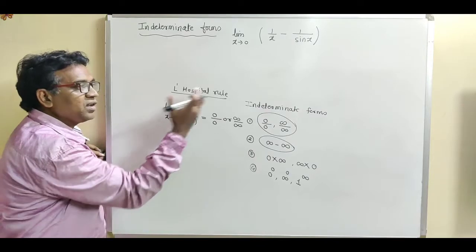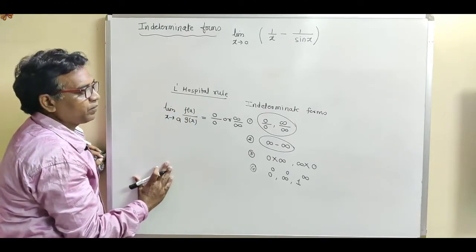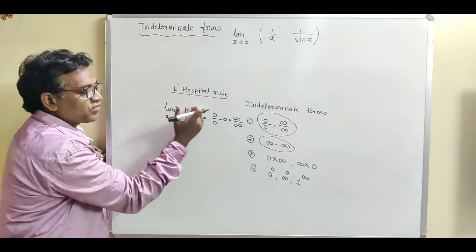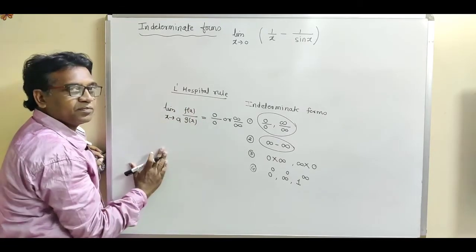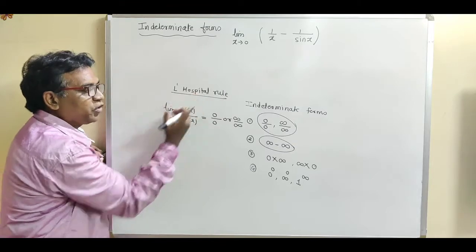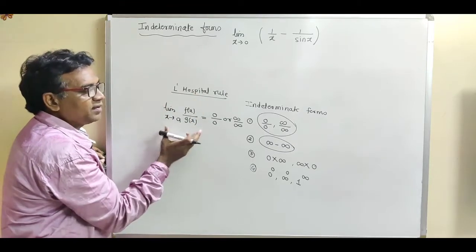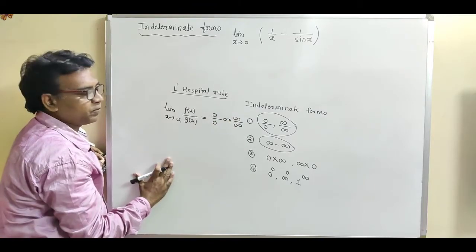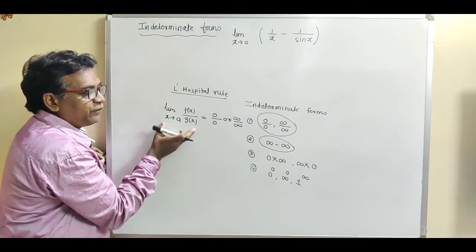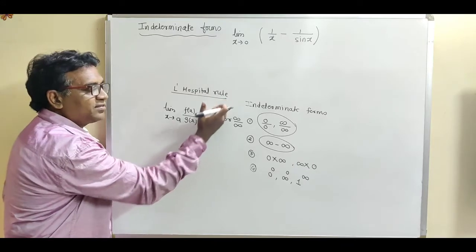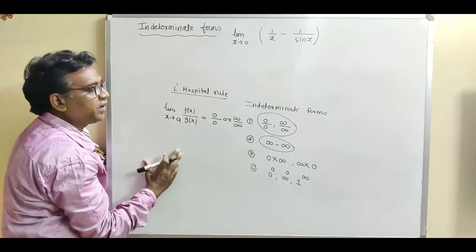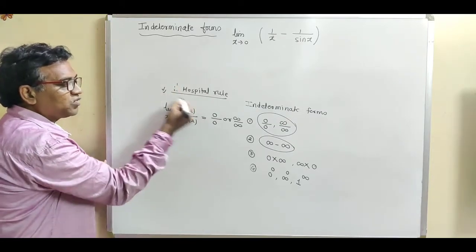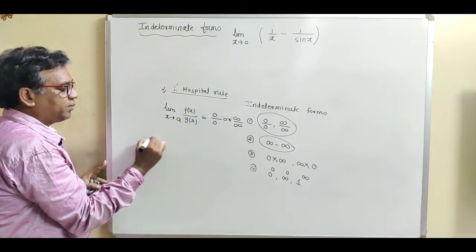See what is the precondition for the L'Hopital rule. First of all we require the division limit form, and it should be either 0 by 0 or infinity upon infinity. If it is, then according to the L'Hopital rule, we can solve this limit, and it is given by the formula.